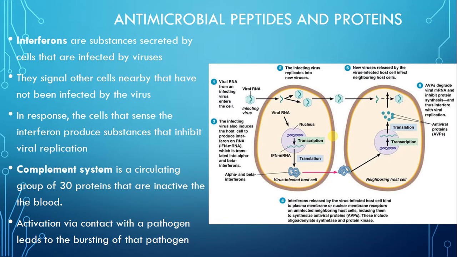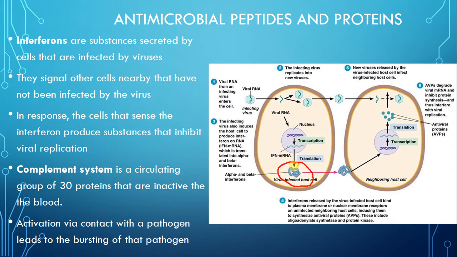Antimicrobial peptides and proteins are also things that your body secretes for the innate immunity. So interferons are substances secreted by cells that are infected by viruses. If a cell, like this one, is infected by a virus, that causes the production of alpha and beta interferons. What interferons do is signal nearby cells that haven't been affected, and tell those cells to make specific substances that will then destroy or inhibit bacterial propagation and replication.